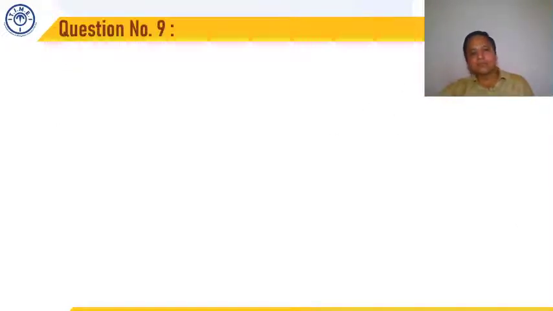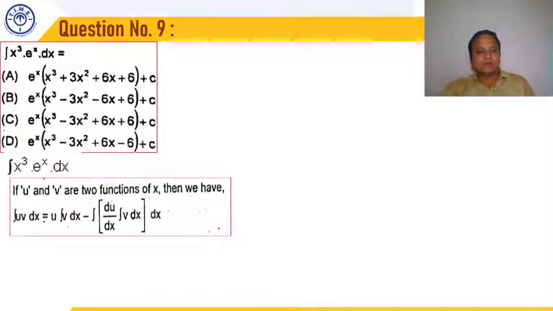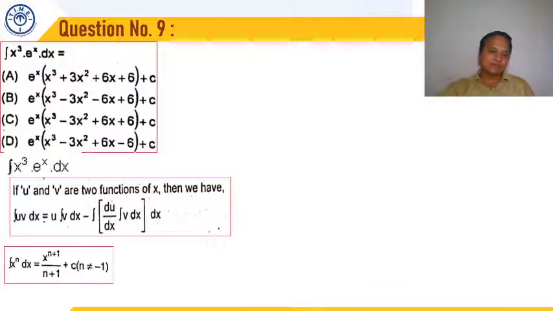Now we move to question number 9 of the handout. It says integral of x cube into e to the power x dx. Here one is an algebraic expression and the second is an exponential function, and both are given in product. So we'll apply the formula. U and v are two functions of x given in the product. Then it's first function, which is u, multiplied by integration of second function minus integration of differentiation of first function multiplied by integration of second function.